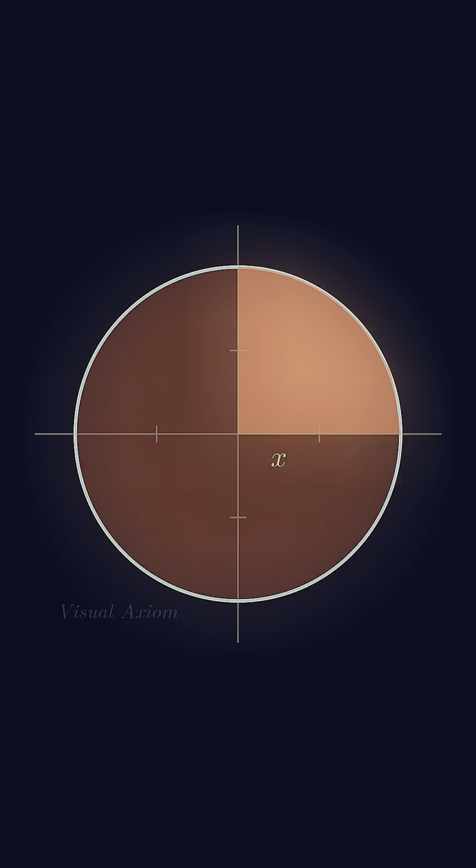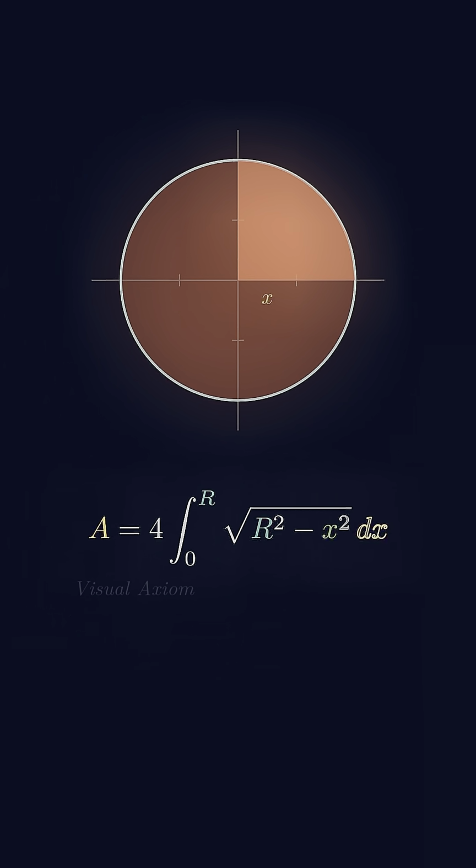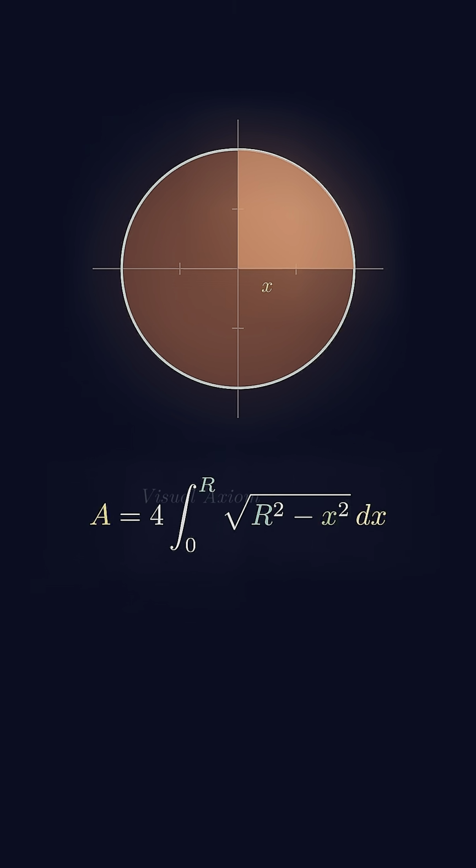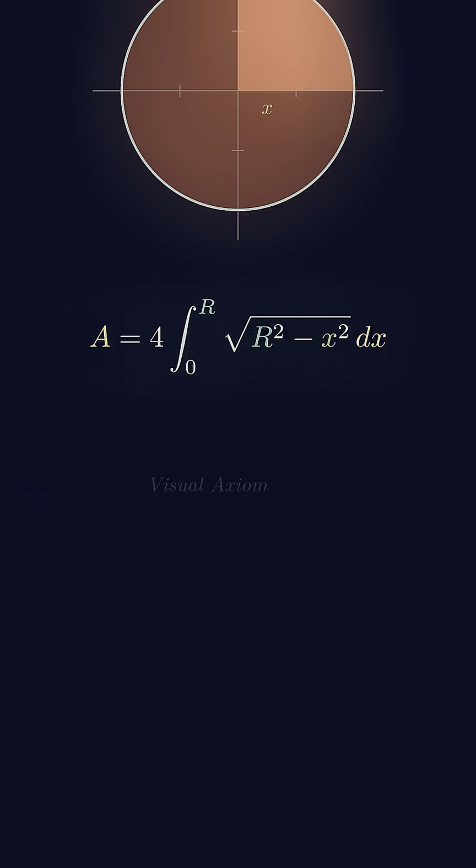Watch as we keep adding more and more rectangles, thinner, more precise. They fill the quarter circle perfectly. Since all four quadrants are identical, the full area is exactly 4 times this quarter circle region. That means A equals 4 times the integral from 0 to r of the square root of r squared minus x squared dx. The square root makes this tricky, so we'll use a clever trigonometric substitution.